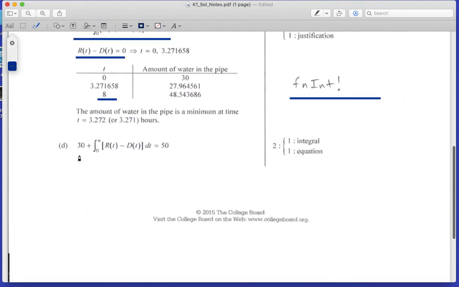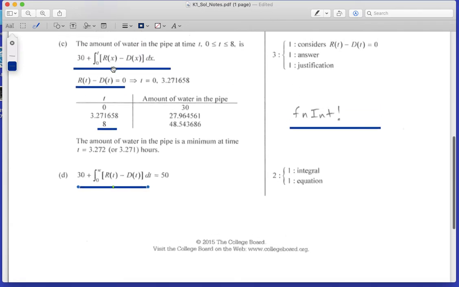Okay, so what did they do? Well, here's our function for the amount of water in the pipe. That comes from the part before. It looks a little different. See here, t was the variable and x was this dummy variable. Now w is a particular value of t. This, if we knew what w was, would be just a number, but we don't. So w is an unknown here.